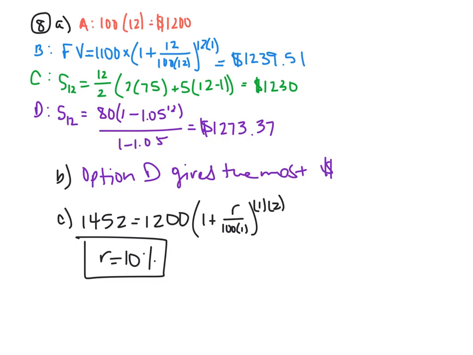Part C says she's investing $1,200 of those dollars into a bank account, and in 2 years she wants to buy a scooter for $1,452. What interest rate does she need if it's compounded annually? Using that same formula from up here, we now know the future value, but we don't know r. So plug in all the information you know, solve it either algebraically or using your graphing calculator, your TVM solver, and you get that r has to be at least 10%.